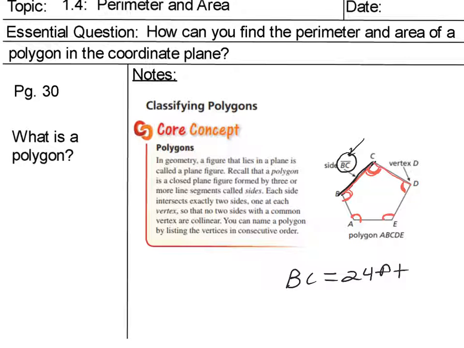And it says each side intersects exactly 2 sides, one at each vertex, so that no 2 sides with a common vertex are collinear. And you can see that. BC and CD, they have a common vertex, vertex C, and they're not on the same line, obviously. They intersect at that vertex C.